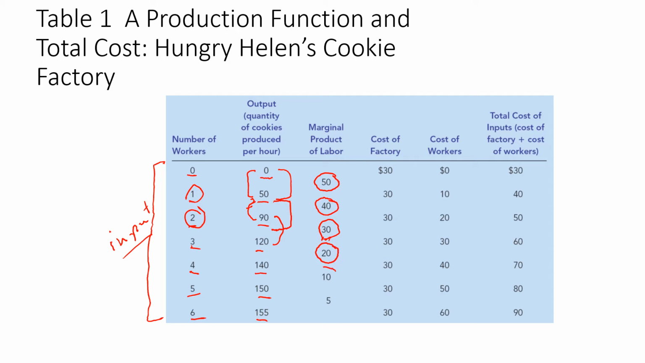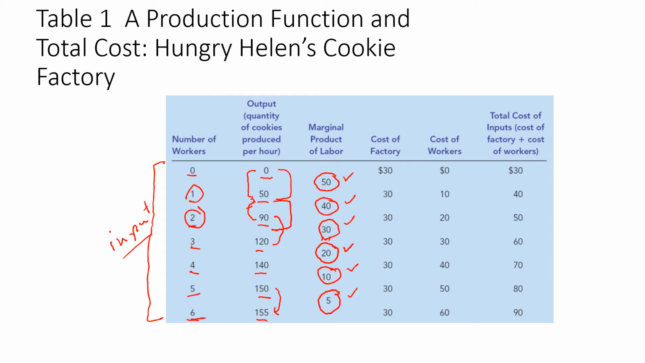We continue this exact process, and in the end, when we hire the 6th laborer, the output changes from 150 to 155. So an additional 5 units are produced by the last laborer. What you need to see here is that the marginal productivity of labor was 50, then 40, then 30, then 20, 10, and 5. So there is a persistent decline in the marginal productivity of labor.